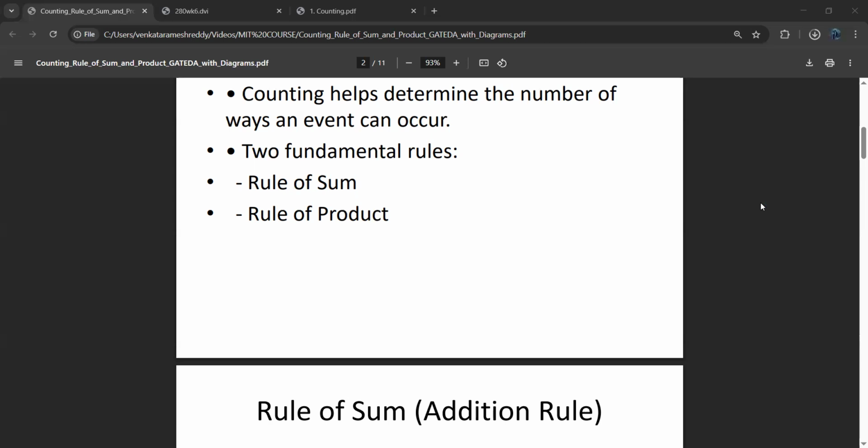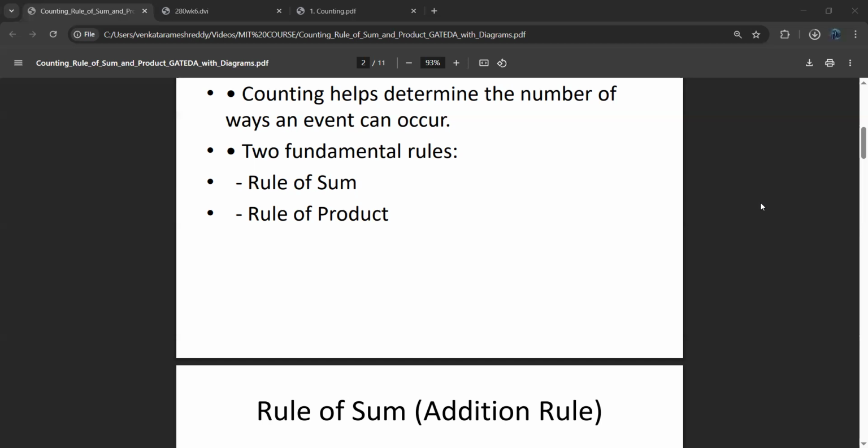For example, if you toss a coin, for getting head and tail, we need to count the number of possible outcomes. Whenever we toss a coin, we get two possibilities: either we get a head or we get a tail. So for a single toss of a coin, we have the two outcomes of head and tail.